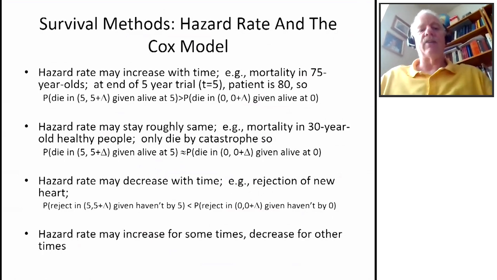On the other hand, the hazard rate for other things might stay roughly the same over time. So for example, if you're looking at mortality in 30-year-old healthy people, these people are probably only going to die by some sort of catastrophe, a car accident, or something like that. Very few of them are going to die from some disease. So the probability that they die in a tiny interval of time right now is about the same as if you look 5 years later, because now they're only 35 years old. They're still probably dying from more or less random events.